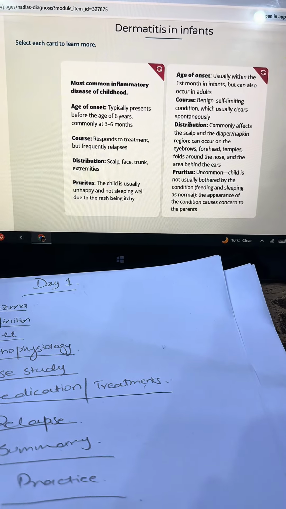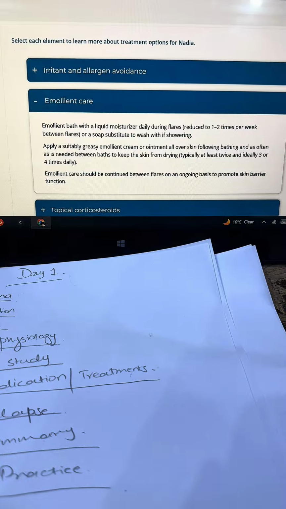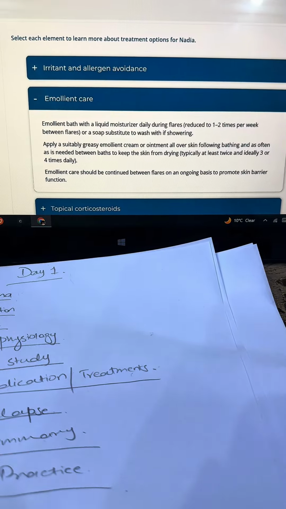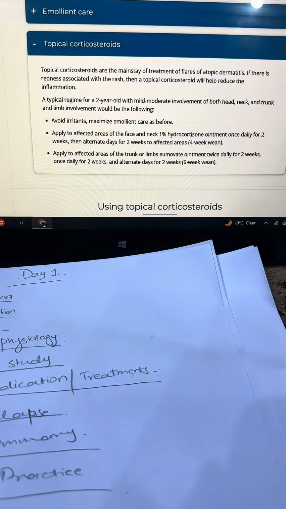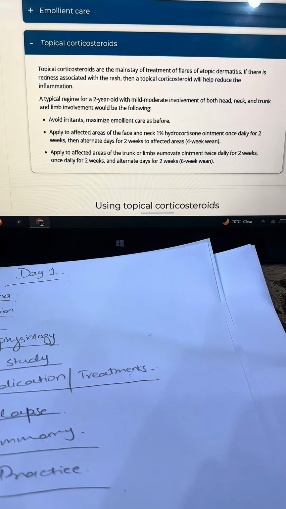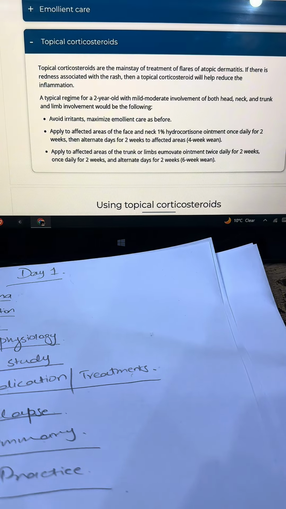Avoid irritants, for example soap, foaming shower gels, wet wipes, hot baths, and scented moisturizers and lotions. Emollient care is bathing with a moisturizer, and during flares, apply a suitable greasy emollient cream or ointment all over the skin. Emollient care should be continued between flares on an ongoing basis to promote skin barrier function. In the topical steroid, we have some major criteria: avoid irritants, and maximize emollient care.